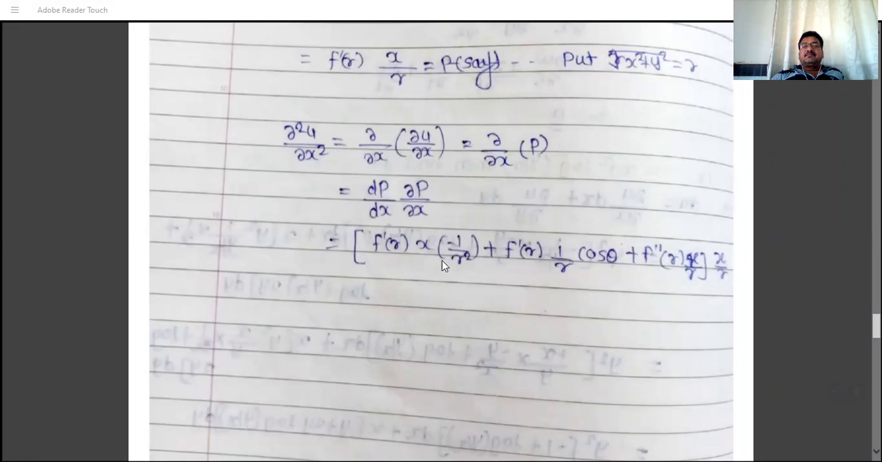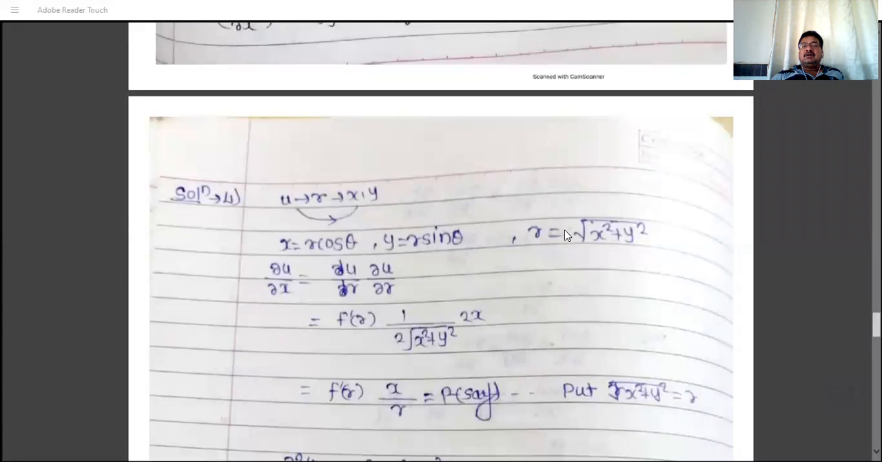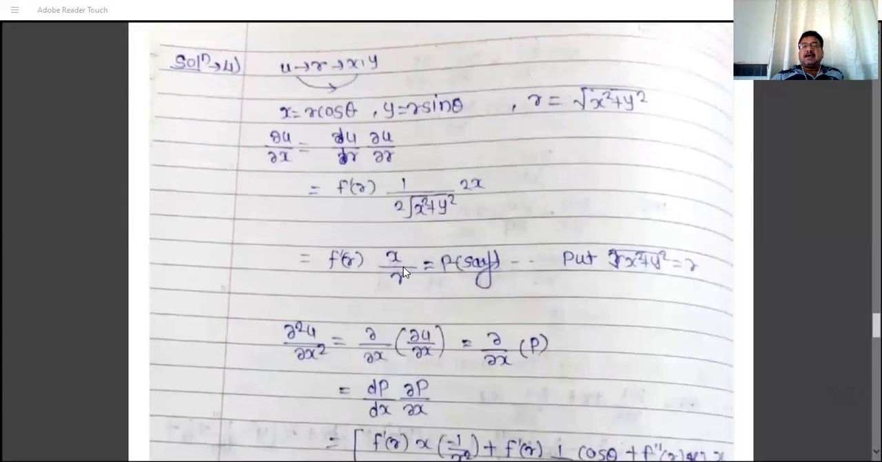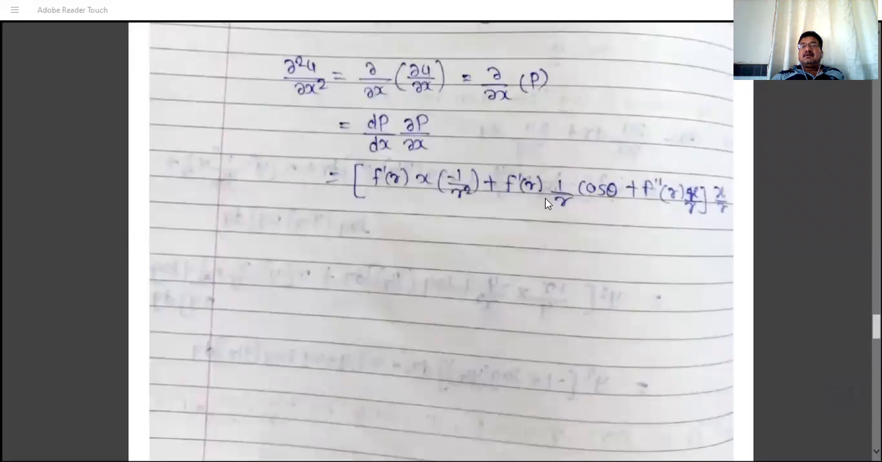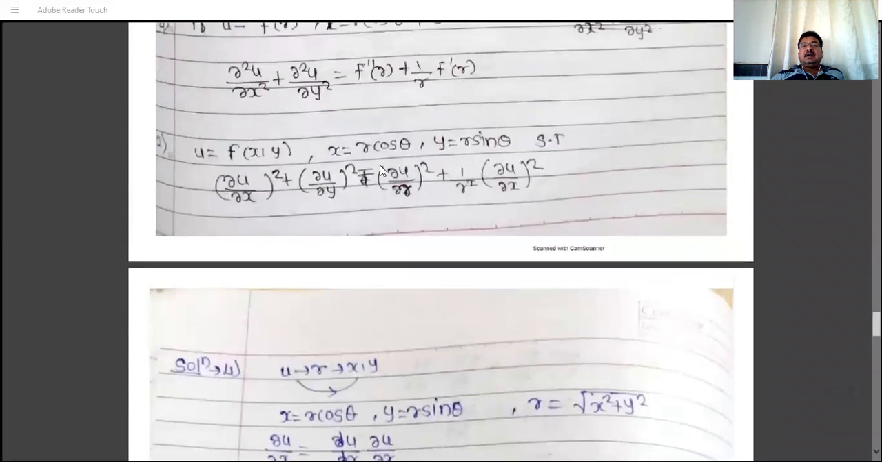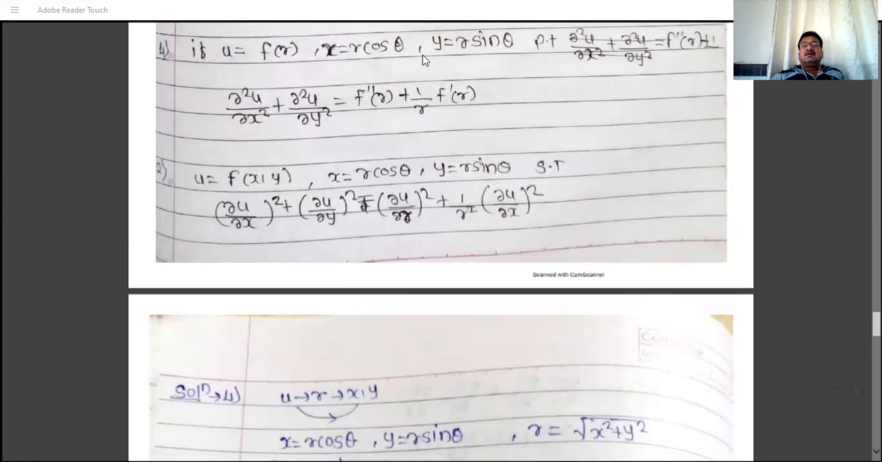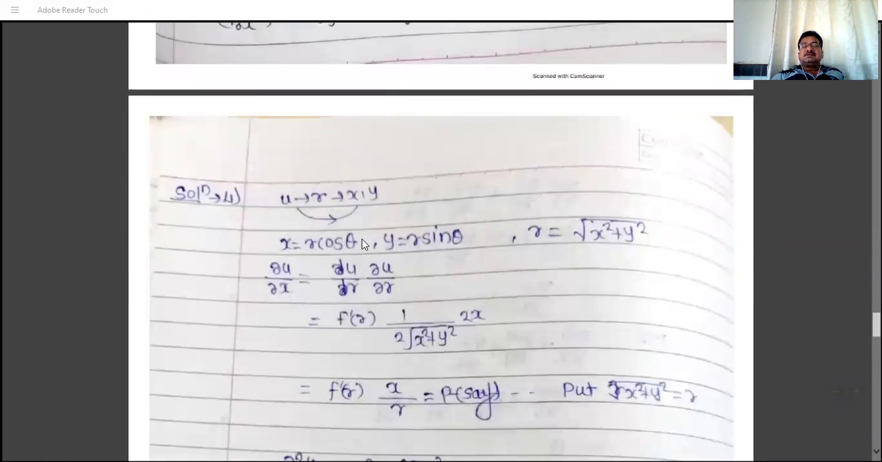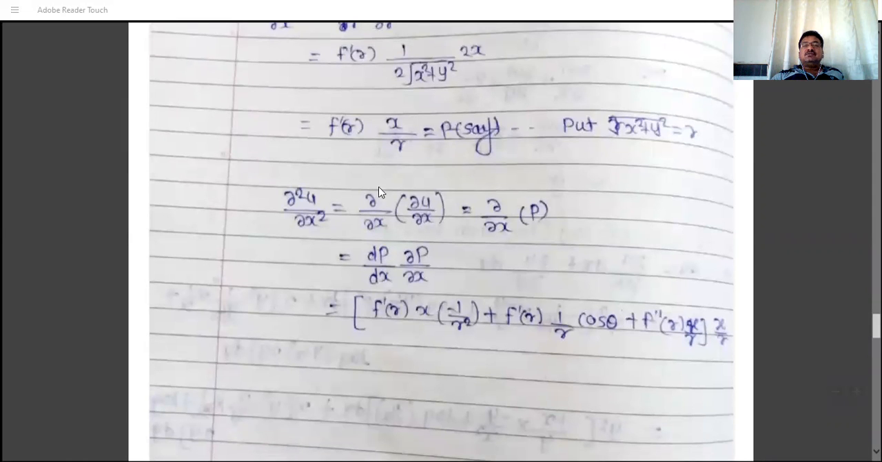Okay, this term is the u into v rule, and then ∂p/∂r times ∂r/∂x. ∂r/∂x is what? 1 by 2 times root x square plus y square, into 2x, means x by r. So we have this, x is r cos theta, that is x is also a function of r and theta. So use f dash r into x into 1 by r, that is the u into v into w rule.